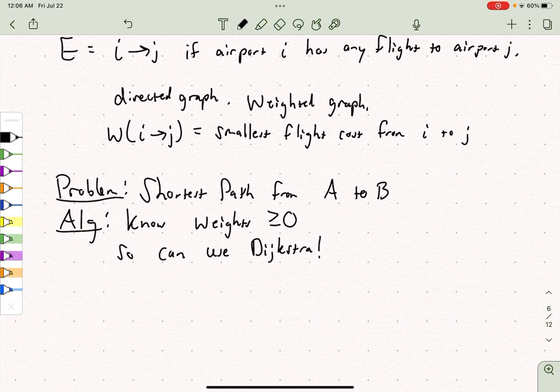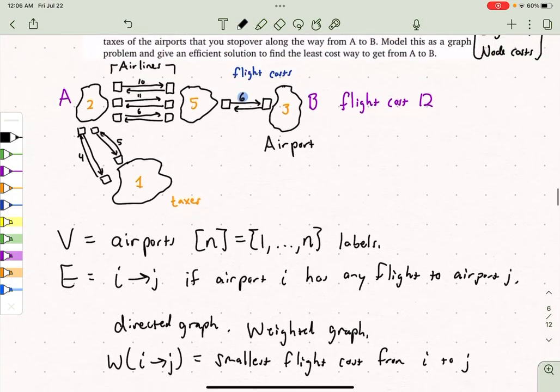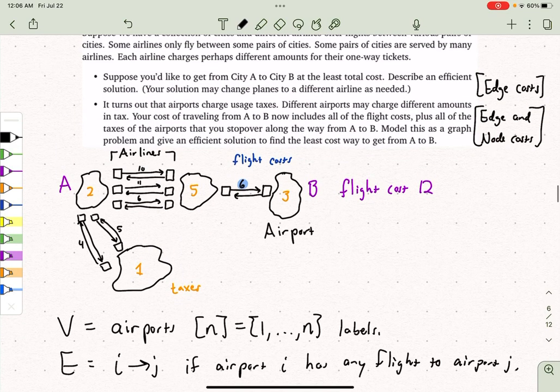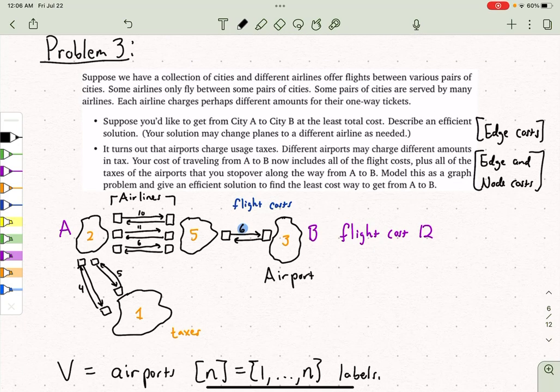And remember, Dijkstra is the best general shortest path algorithm. If you have non-negative weights, you can use Dijkstra, which will be much faster than Bellman-Ford. Now, if you don't have cycles, you can use DP and it'll be even faster, but here, we're not going to assume there's no cycles. There very well should be cycles if we have enough airlines.